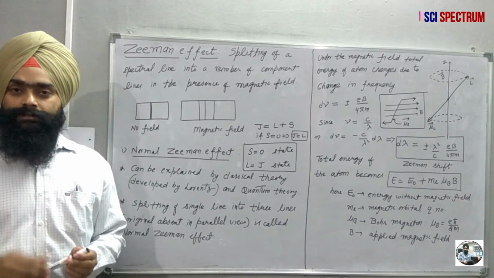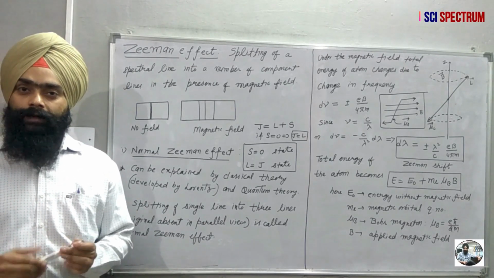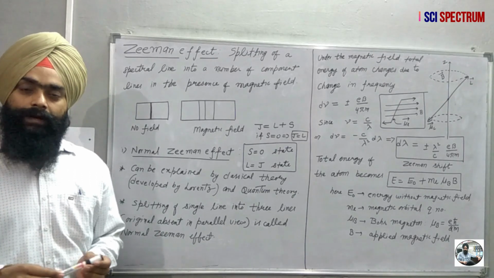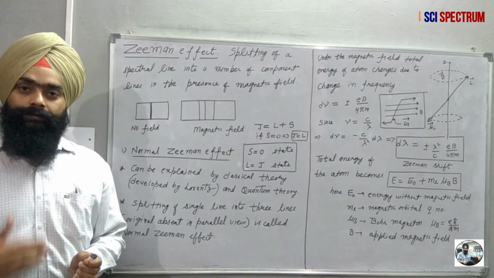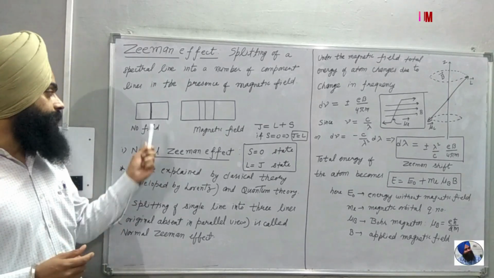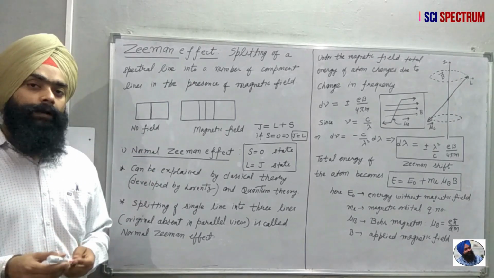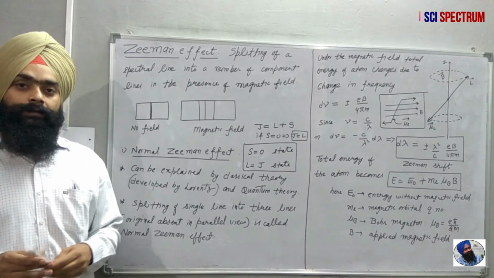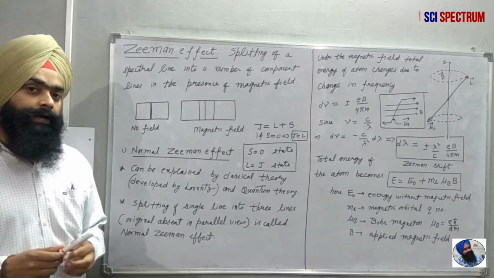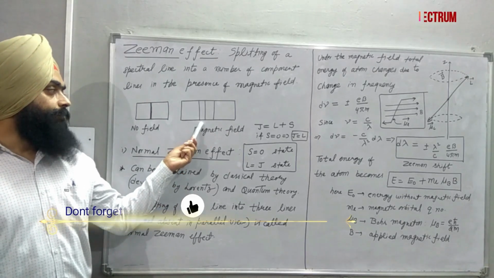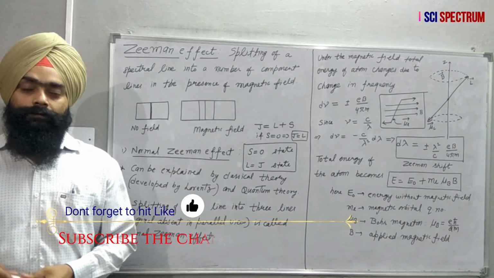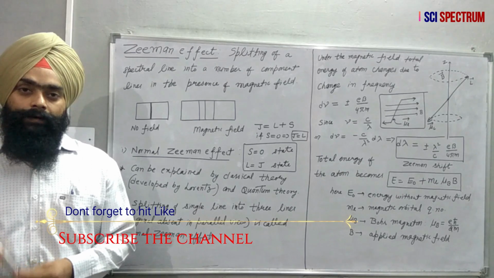Let us consider the first case, when there is no magnetic field applied to the atom. When the atom is excited and de-excites, it gives a single spectral line when there is no magnetic field applied. But in the presence of a magnetic field, the excited atom de-excites by giving a number of spectral lines. This is called the Zeeman effect.